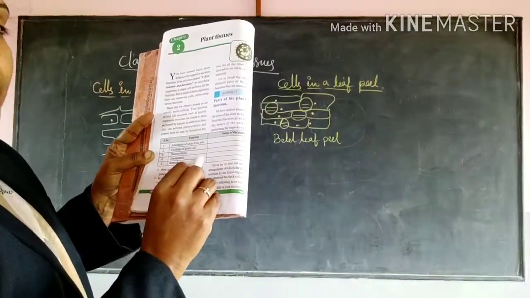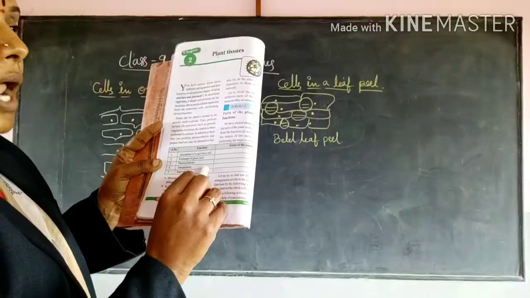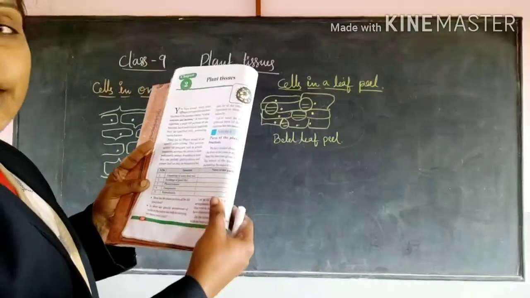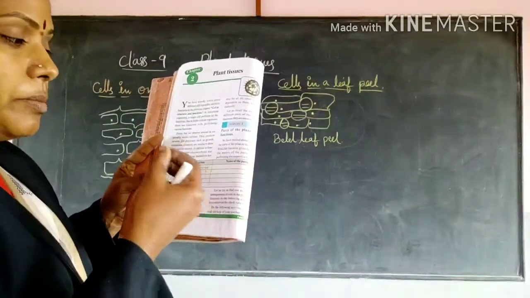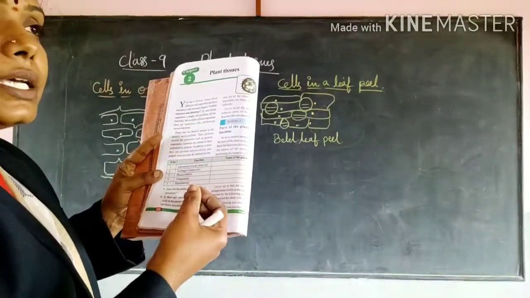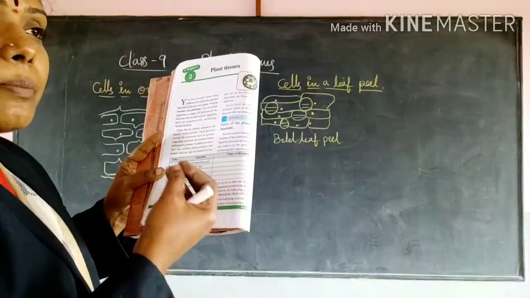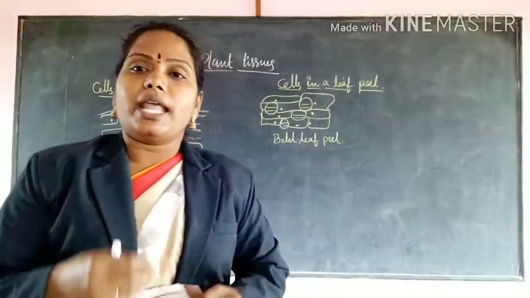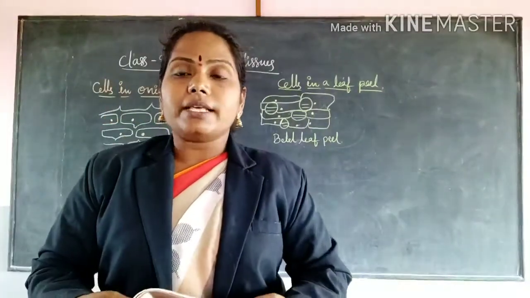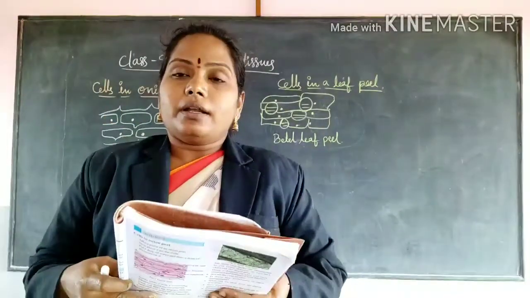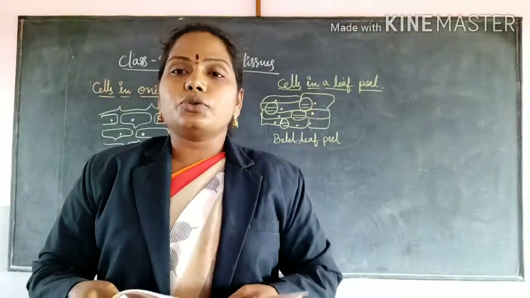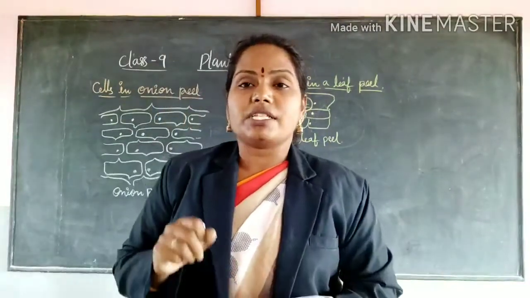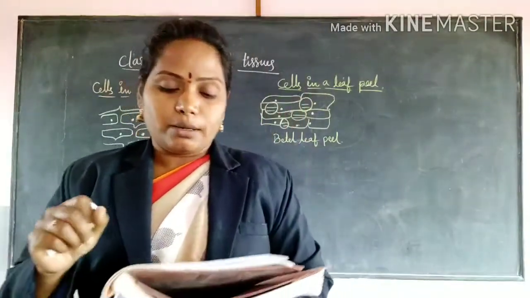Next, reproduction. Reproduction in plants happens in different ways: in some plants by seeds, in some plants by stems, in some plants by roots, and in some plants by leaves. So like this, the different parts of the plants do reproduction. Next, here we have given some questions. You have to answer those questions.